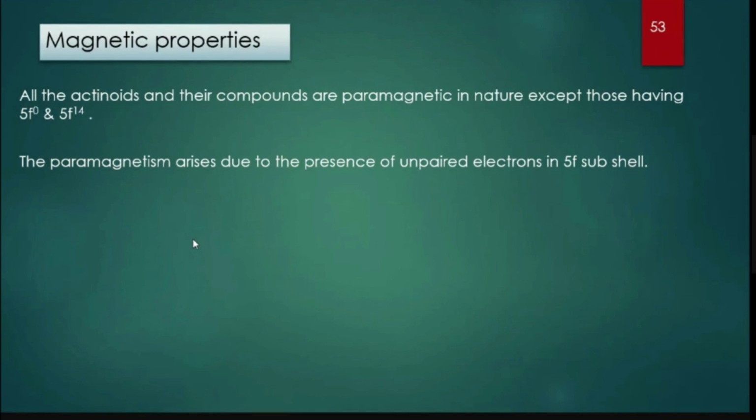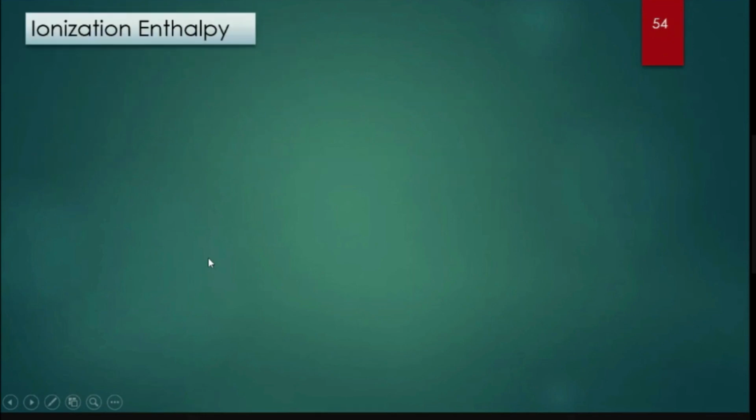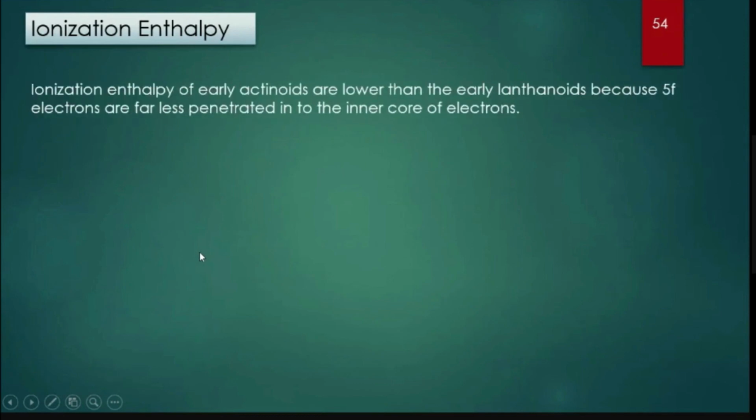In the previous classes, you have studied about magnetic properties. There you have learnt why paramagnetism arises. Paramagnetism arises only due to the presence of unpaired electrons in the 5f subshell. See here, if there is even one unpaired electron in the 5f orbital, that leads to paramagnetism.